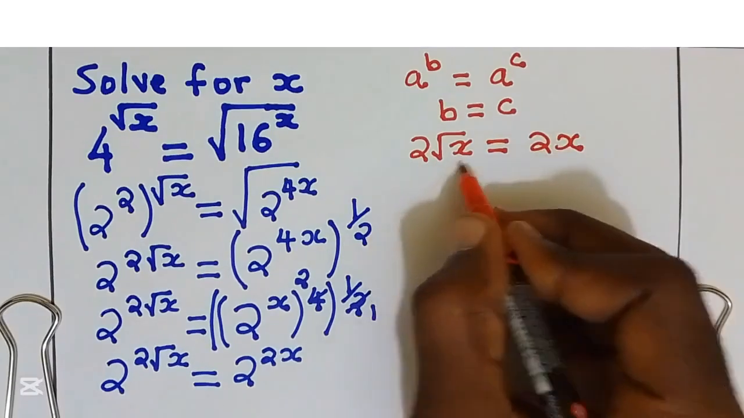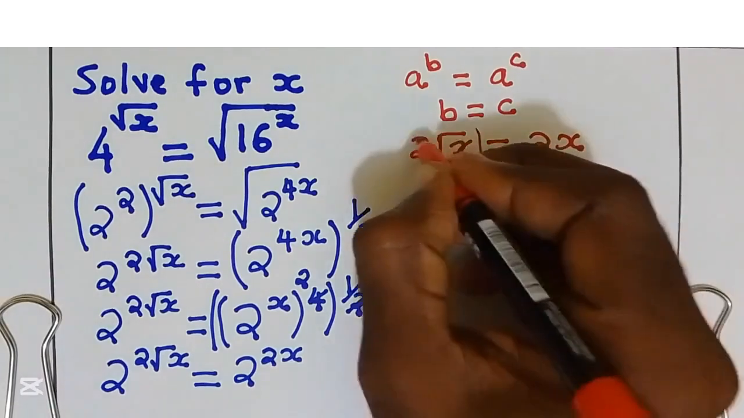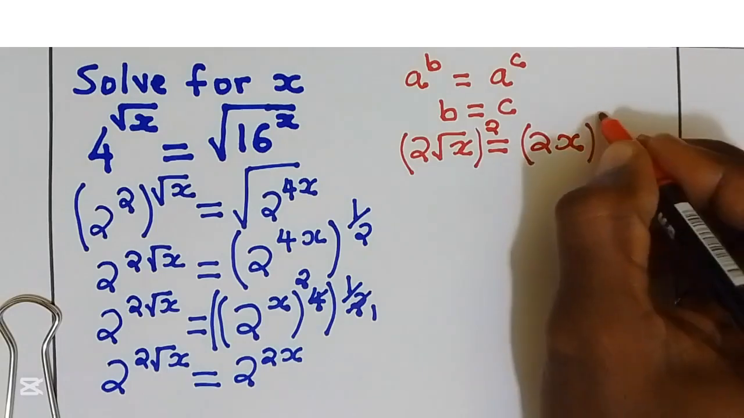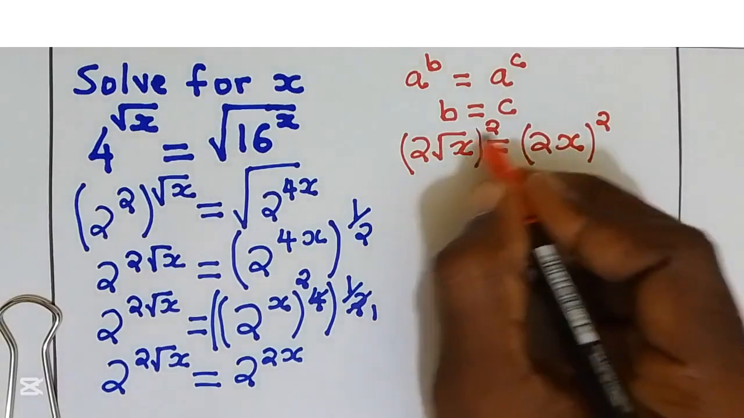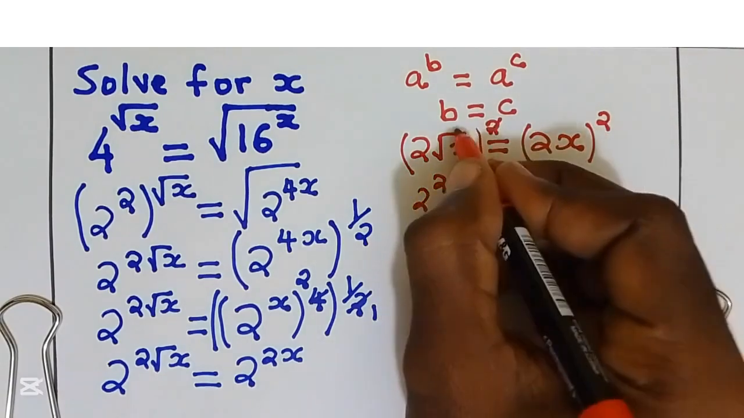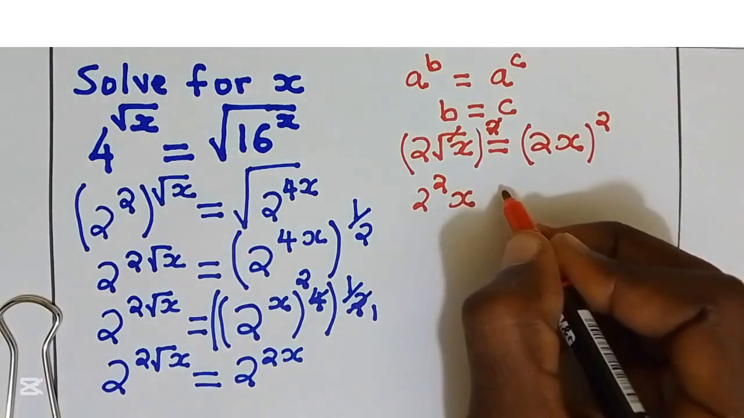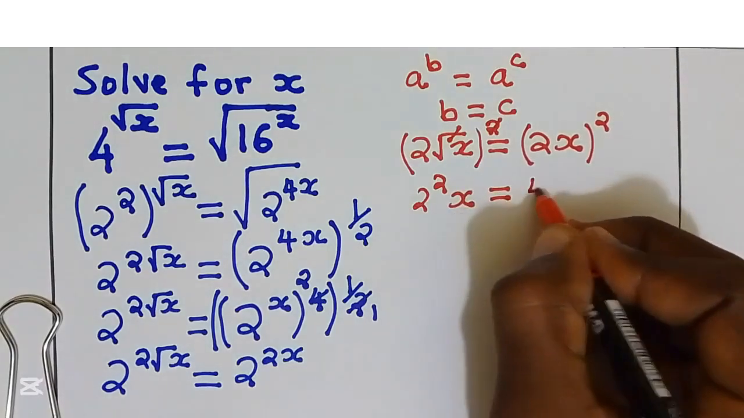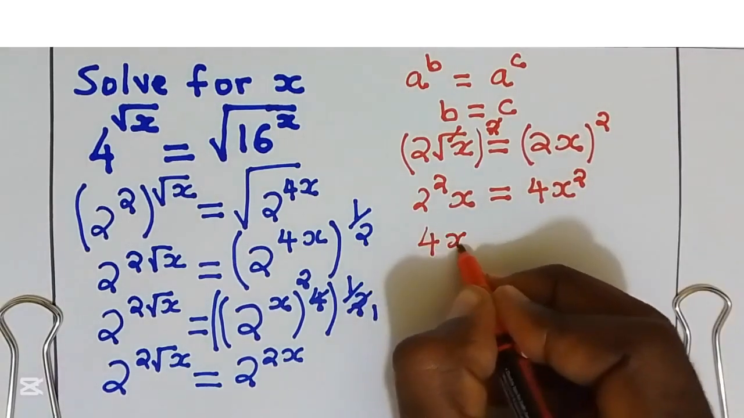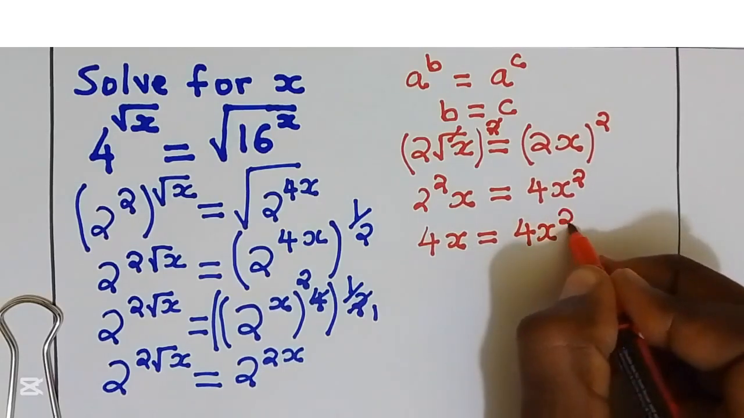I'm going to square both sides to remove this radical symbol. 2 squared is 2, which will cancel with this radical. That is going to be x. This is equal to 4x squared. So 4x is equal to 4x squared.